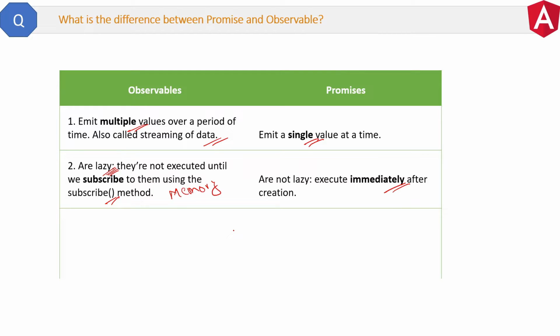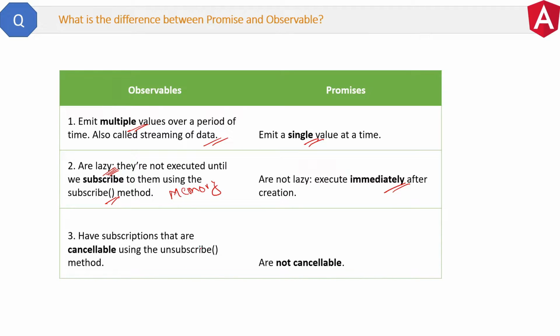Now the next difference is, observables have subscriptions that are cancelable using the unsubscribe method. So a component can cancel the subscription of data sent by the observable. Whereas in promises there is no such cancelable thing. So promises are not cancelable. So these are the main differences. We will see them in detail when we code for it.